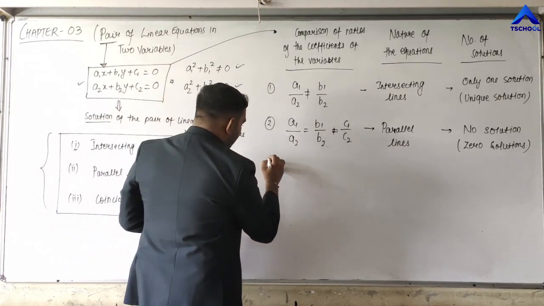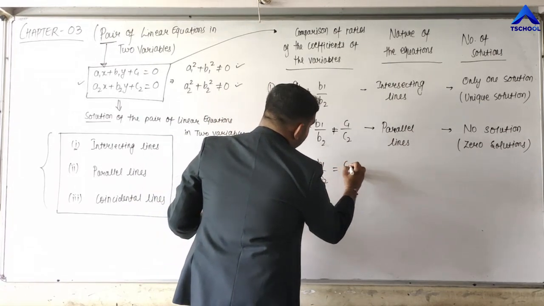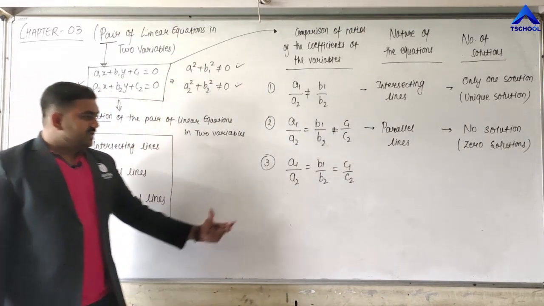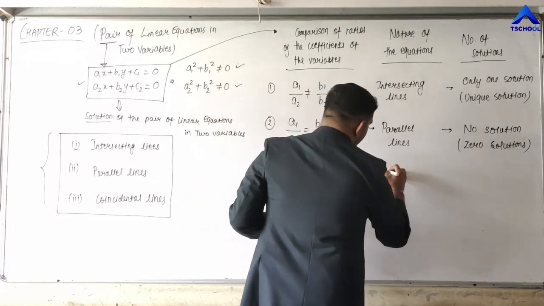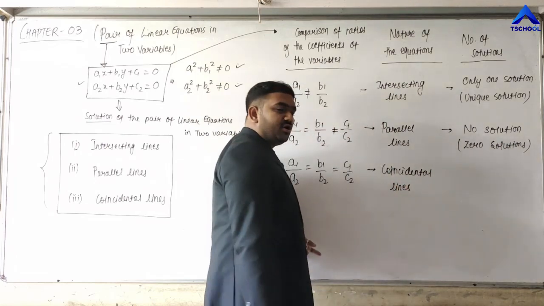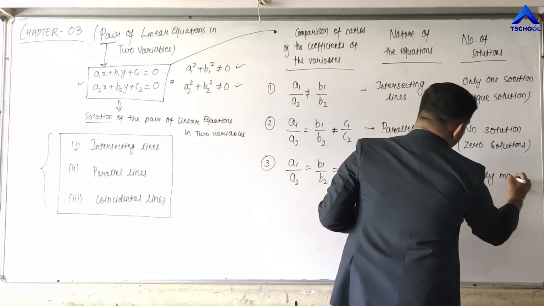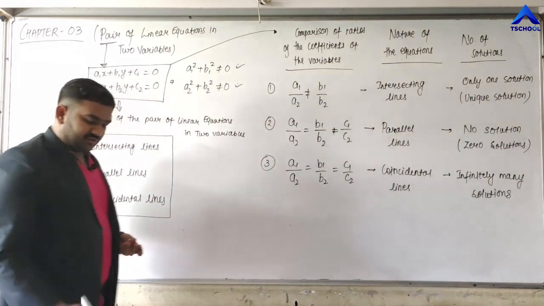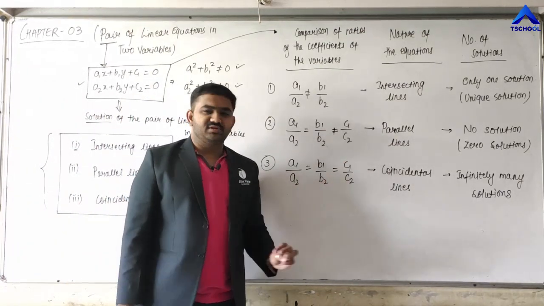solution. Lastly, the third one is having a condition like a1/a2 is equal to b1/b2, but now this is again equal to c1/c2, right? a1/a2 is equal to b1/b2 is equal to c1/c2. So in this case, the pair of lines that we have drawn on the graph will be coincidental or coincident lines, and for this you will have infinitely many solutions, right? You will have infinitely many solutions when the condition arises like a1/a2 is equal to b1/b2 is equal to c1/c2.